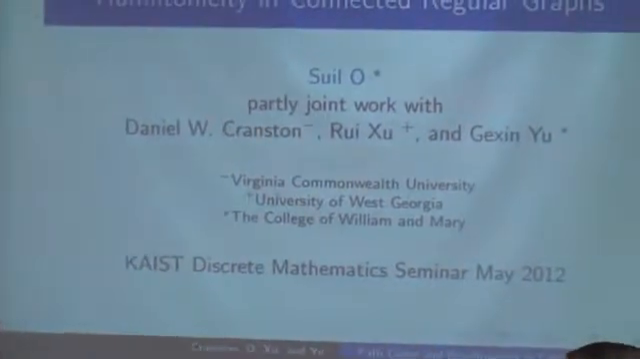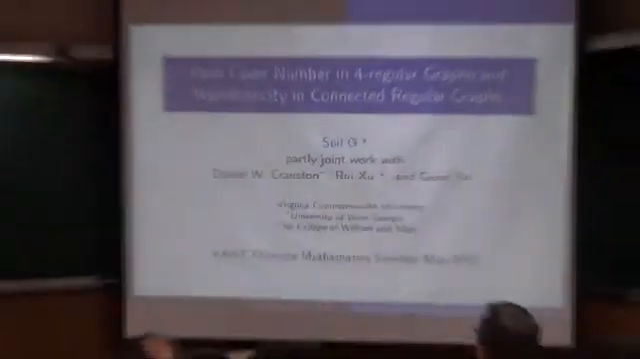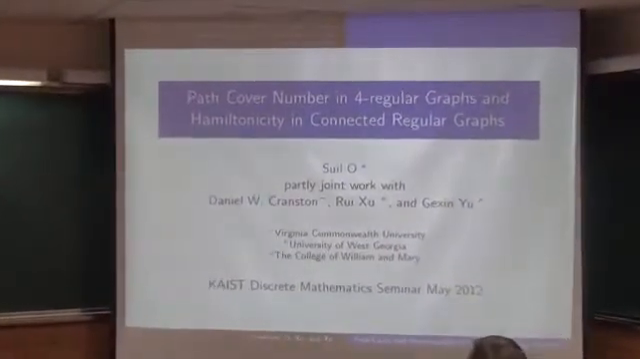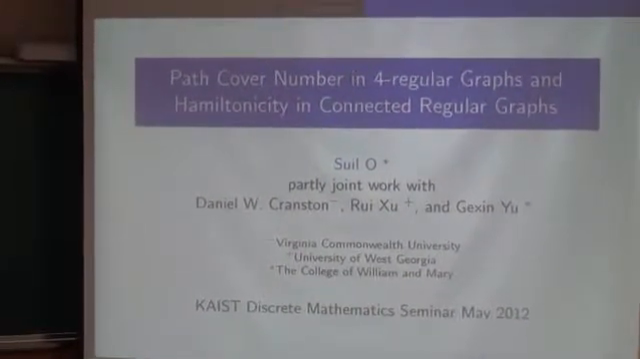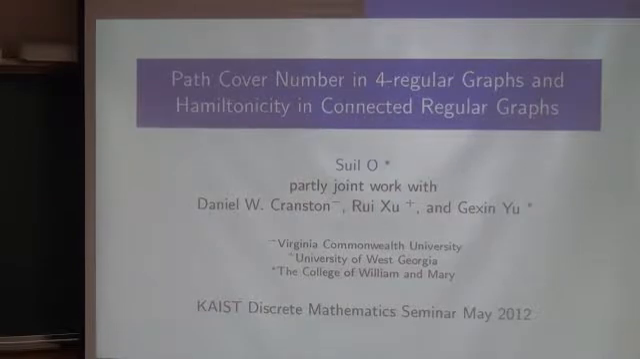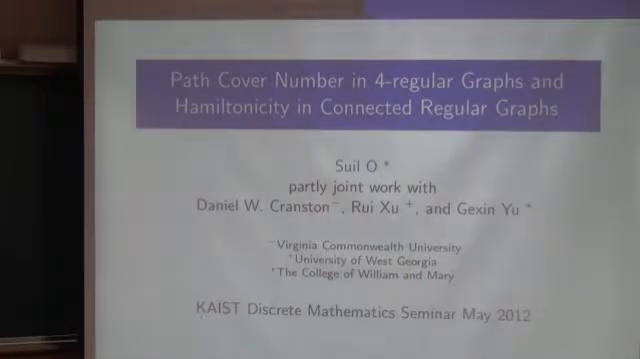My name is Suil. Today I'm going to talk about an upper bound for the Pascal number in regular graphs, and about a sufficient condition on the number of vertices in a connected K-regular graph for it to be Hamiltonian or to have a Hamiltonian path. This is partly joint work with Dan, Rui, and Gashin.